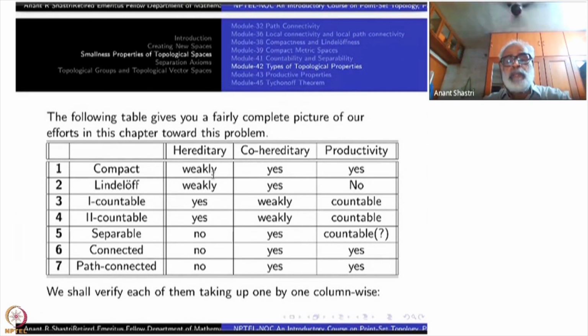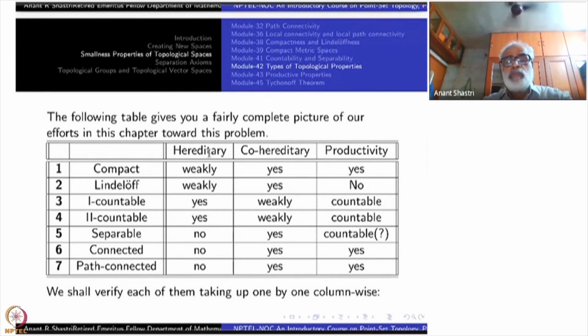Then these are the 3 properties of the properties that we would like to study: hereditariness, co-hereditariness, and productivity. Within productivity, there are 3 types I told you: finite productivity, countable productivity, and arbitrary productivity. So this being a little more complicated, we will do it next time. So today let us see whether we will cover this much.